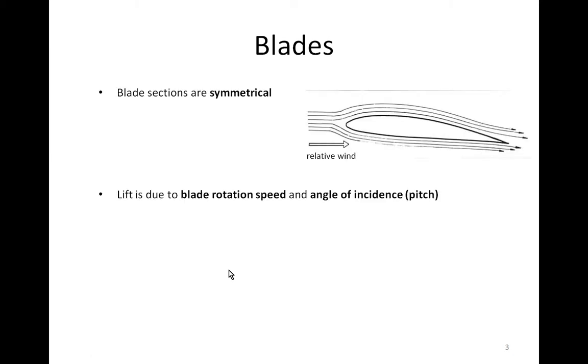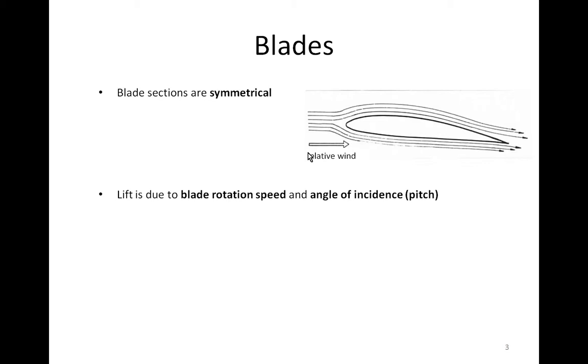Let's start with blades. Blades have a symmetrical section. In other words, contrary to the figure shown here, the shape is the same above and below. Symmetrical section allows inverted flight, but some models use asymmetric section because they don't need to do inverted flight.